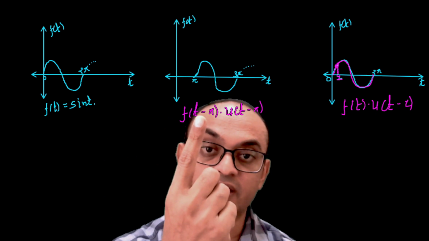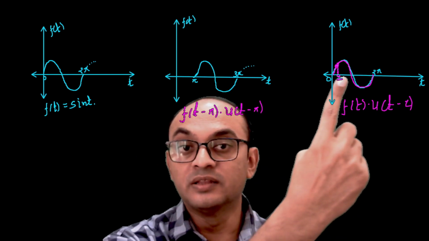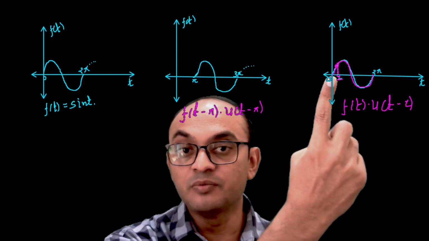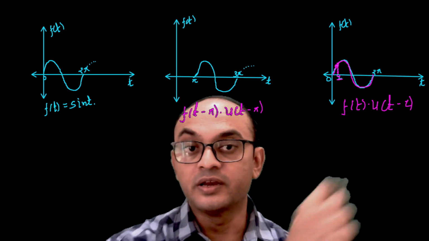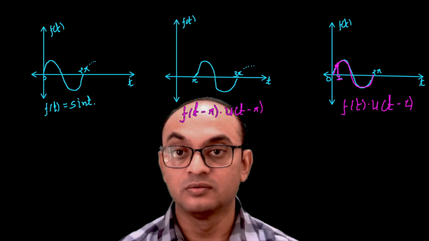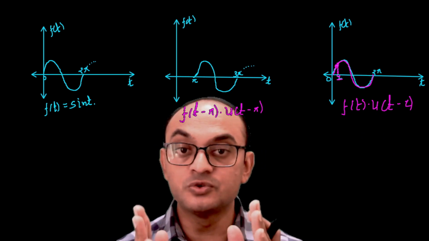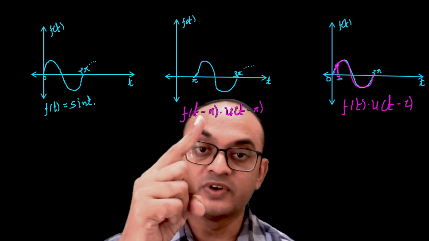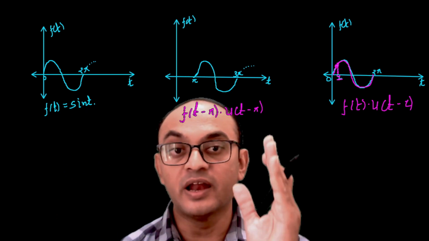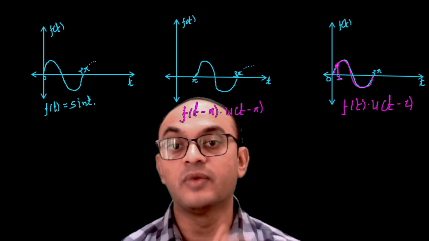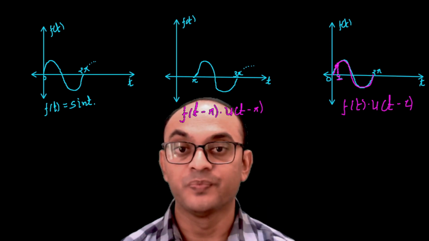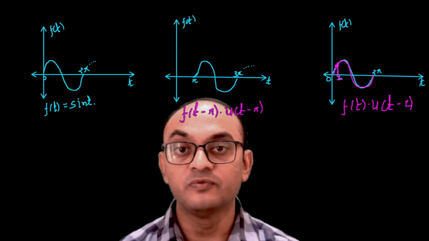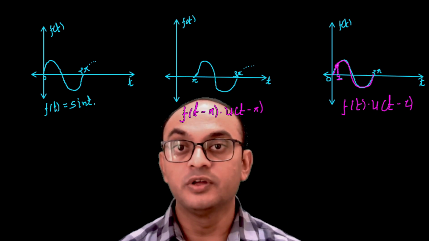So here the variable is t minus pi. There is no shifting here, so there is no change in t, but the initial portion is 0, right? So I am writing u of t minus 1. You need to understand these three differences. What is f of t? What do you mean by f of t minus pi into u of t minus pi, and f of t into u of t minus a in general, whenever we are working with the Laplace transformation of unit step function. I hope you like this concept.